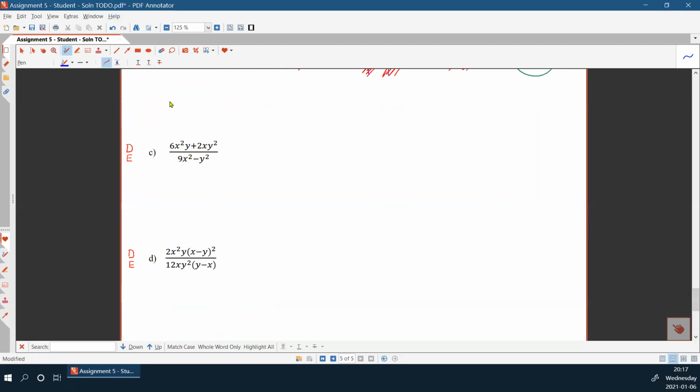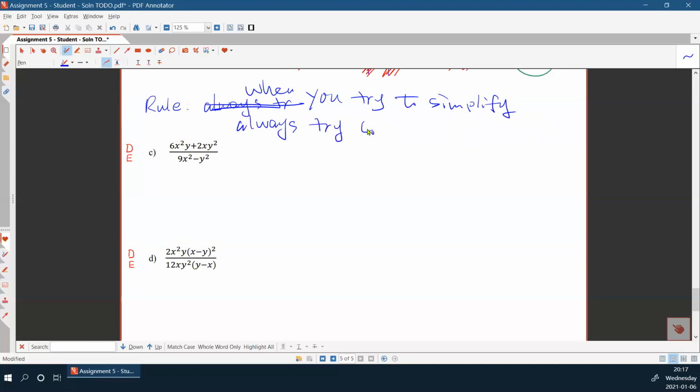Again, the rule is: always, when you try to simplify, always try to factor first. Factoring is a very important operation. Just remember this rule. So let's have a look at this. Try to factor each term first.